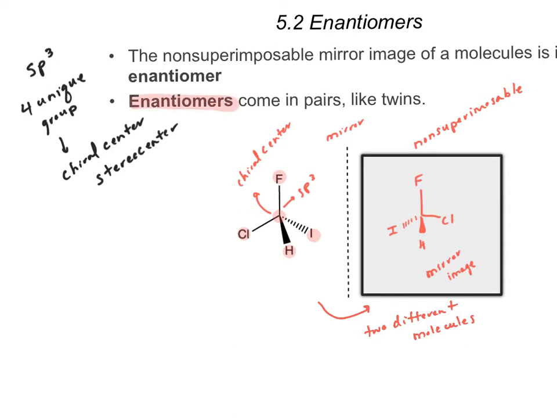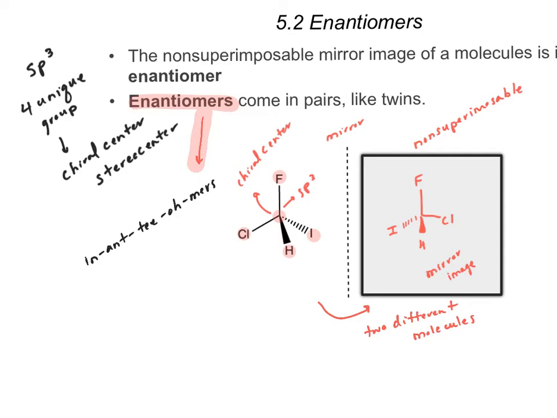So I'm going to phonetically pronounce that, and I'm going to write that on the board as well. So this word, enantiomers, is spelled like this. Enantiomers, okay?